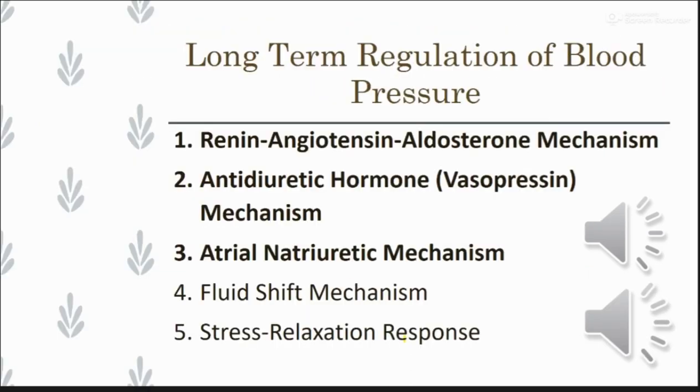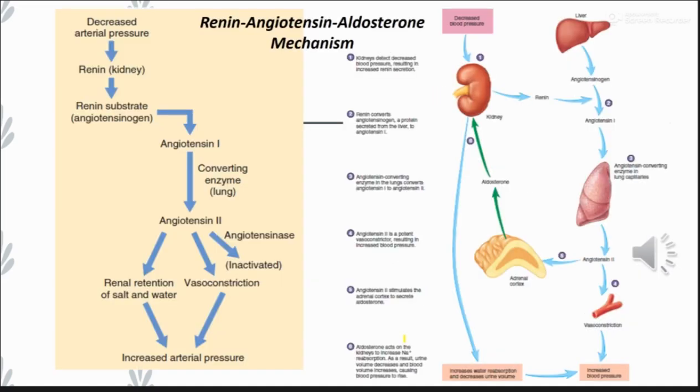Okay. So, we also have the long-term regulation of blood pressure. We will be discussing just three. Okay. So, these long-term regulatory mechanisms respond in minutes, but they continue to function for hours, days, or longer. Okay. So, they adjust the blood pressure precisely and keep it within a narrow range of values for years. So, its effect is long-lasting. For this long-term one, we have the renin, angiotensin, aldosterone mechanism.